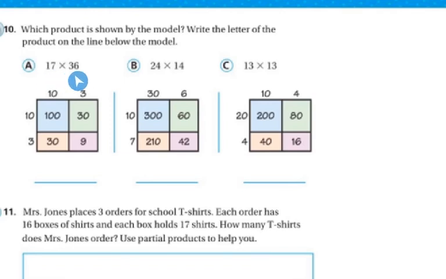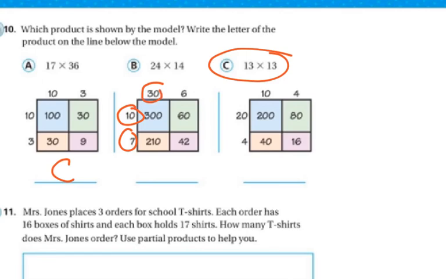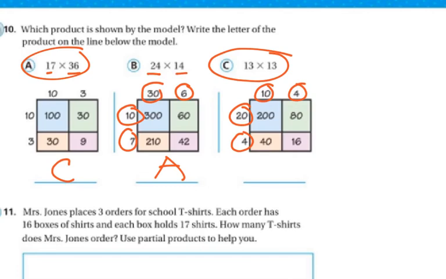So we've got 17 times 36. Well, this is 10, 13 times 13. Oh, 13 times 13. So this one is going to go here. And then we've got 10 and 7 is 17, and 30 and 6 is 36. So 17 and 36. So this is going to go right here. And then finally we've got 20 and 4, so 24, 10 and 4, which is 14. So this one is going to go right here.